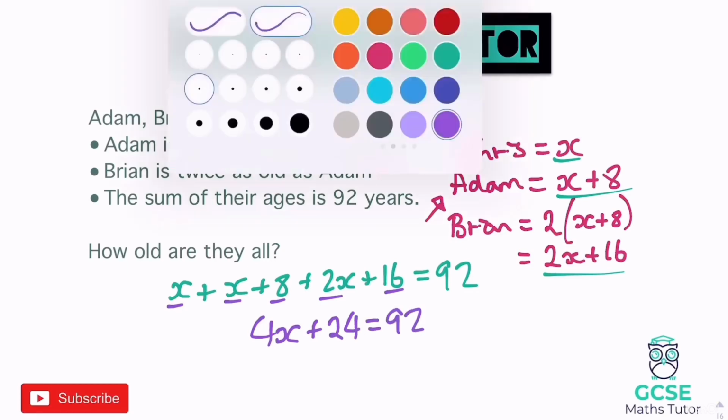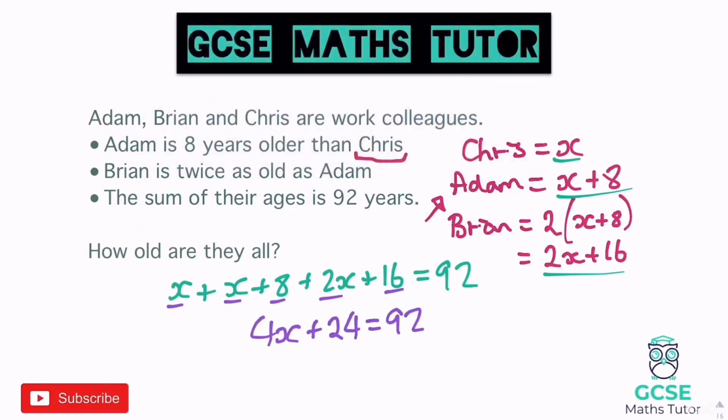And now we can just solve this just like before. So I can take away 24 from both sides. 92 take away 4 is 88, take away 20 is 68. So we get 4X equals 68, and then we just need to divide by 4. So dividing that by 4, let's think, gives us 17. So X equals 17.